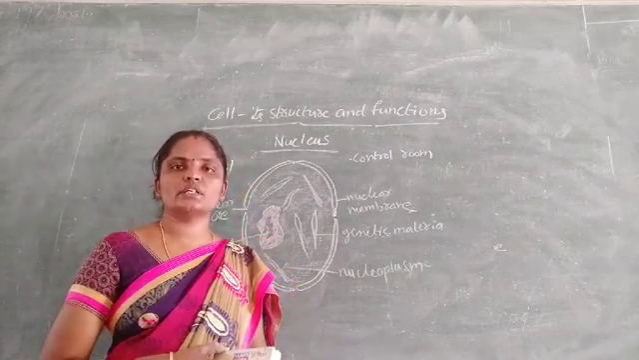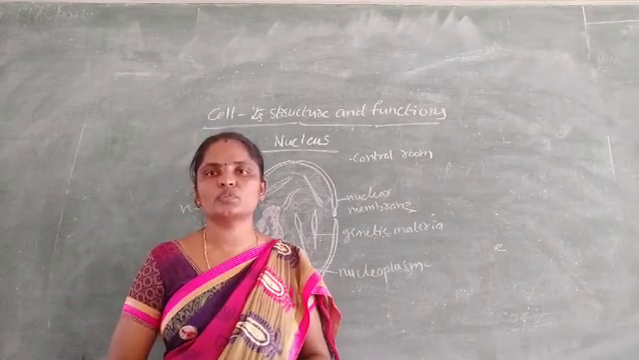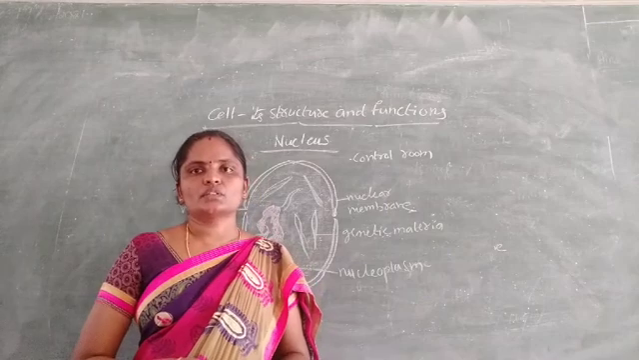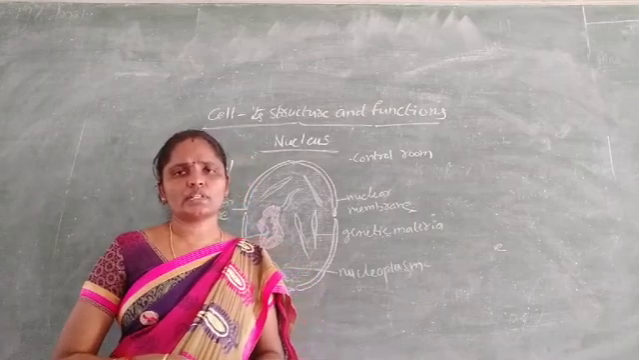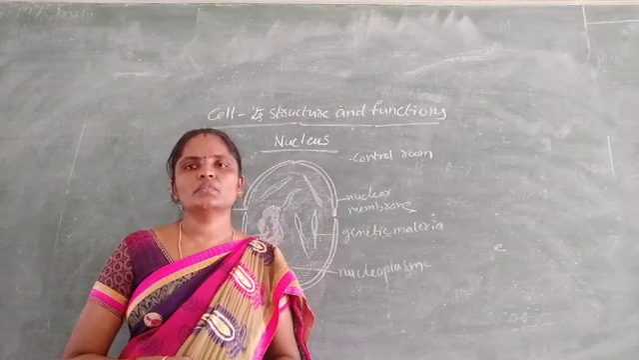Next, we have another scientist named Schleiden who proposed the cell theory. Schleiden said that the new cells exist from this nucleus.